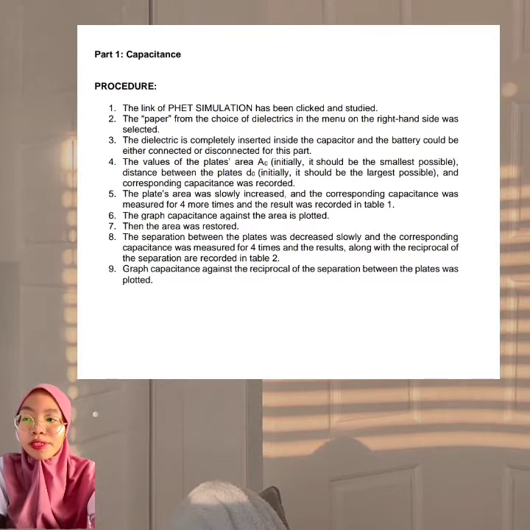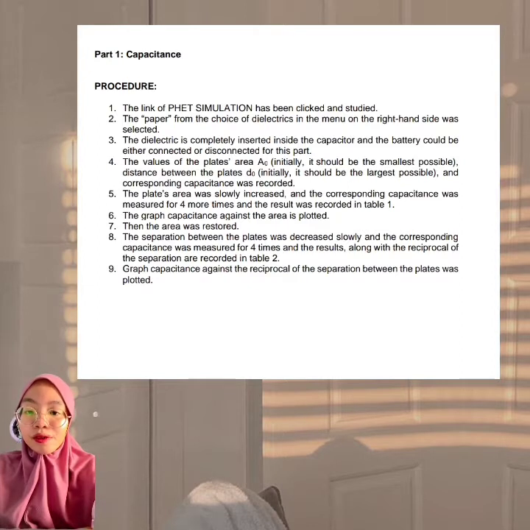The value of the plate's area A, initially should be the smallest possible, and the distance between the plates D, initially should be the largest possible, and the corresponding capacitance was recorded. The plate's area was slowly increased and the corresponding capacitance was measured 4 more times, and the results were recorded in table 1. The graph of capacitance against the area is plotted. Then the area was restored.